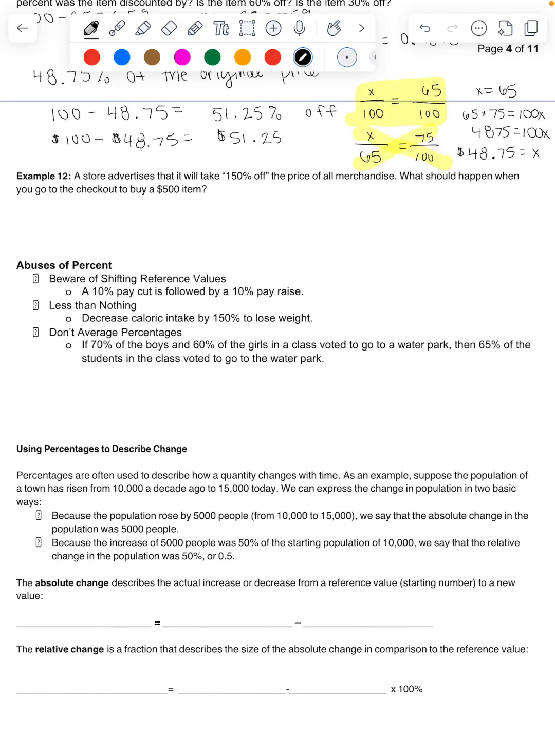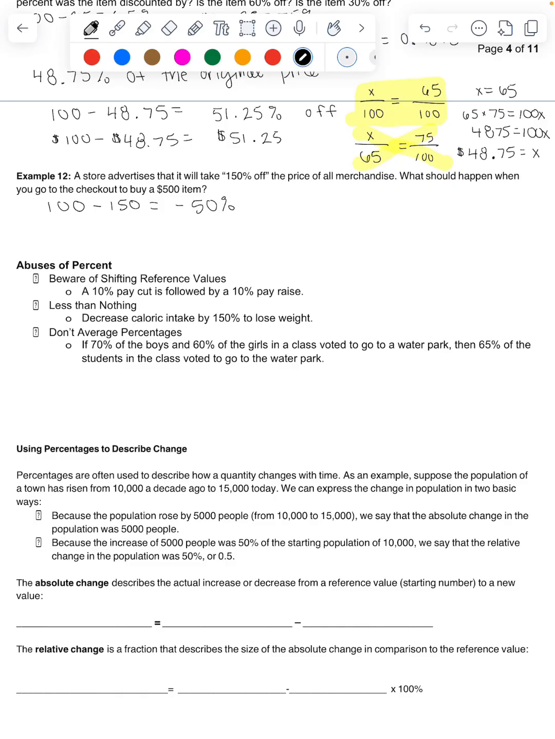Example 12, a store advertises that it will take 150% off the price of all merchandise. What should happen when you go to the checkout to buy a $500 item? So if it's 150% off, that means we should be paying 100 minus 150, or negative 50%.